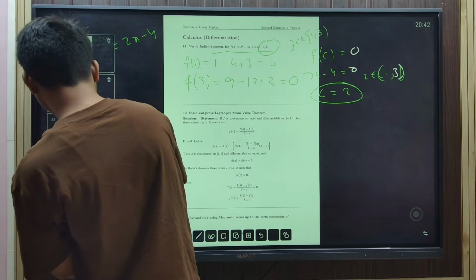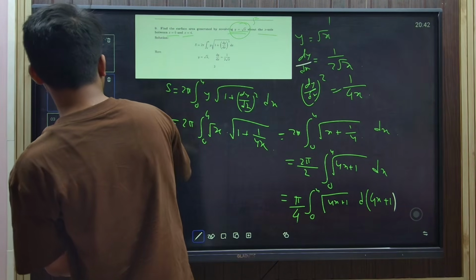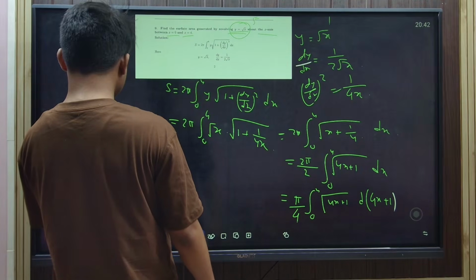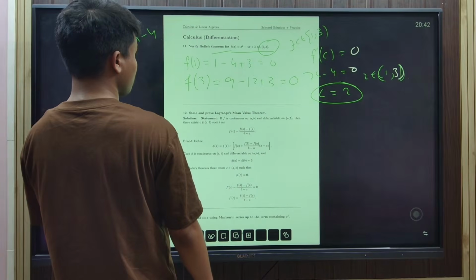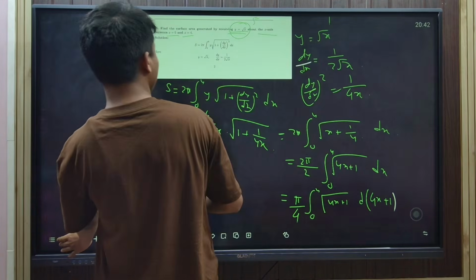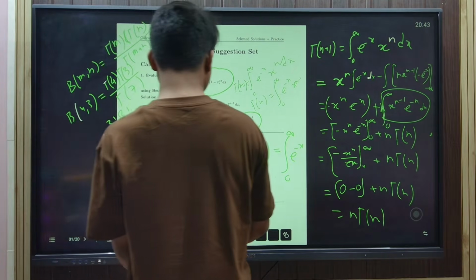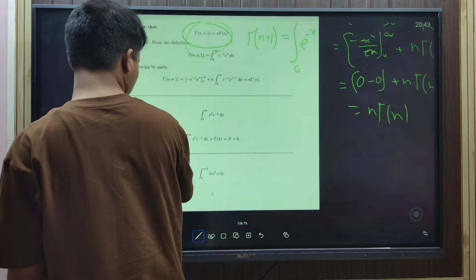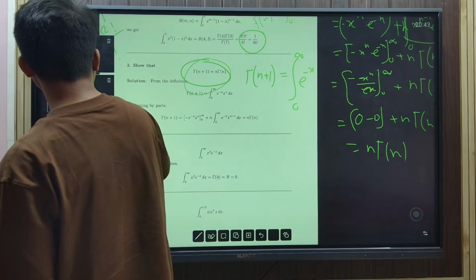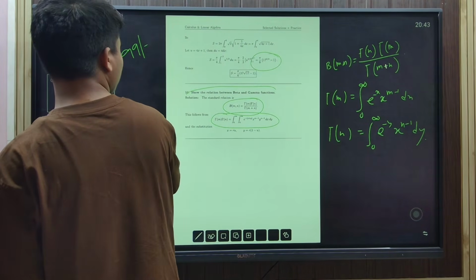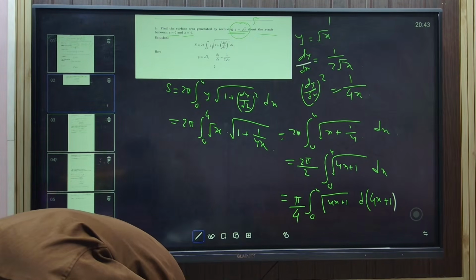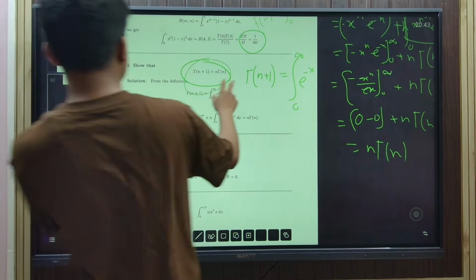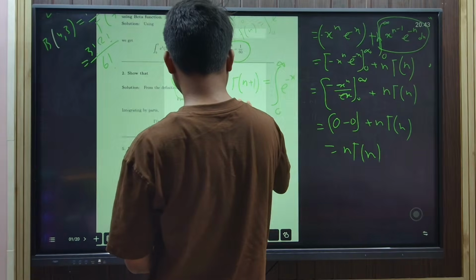Where is the improper integral? I'm not getting it. Improper integral is in six.